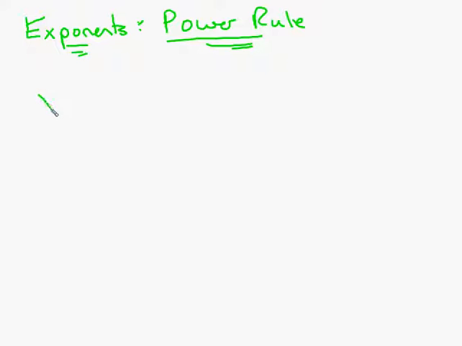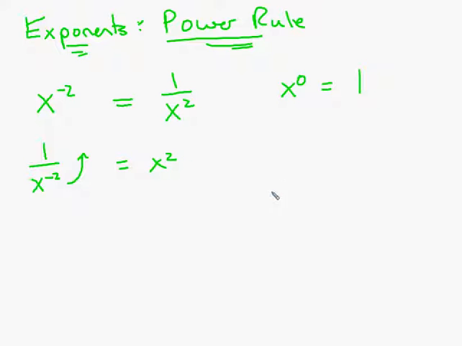If I have x to the negative 2, what should I do with that? Just move it down. So I have 1 over x squared. Any questions on that? All right, what if I had x to the 0? What's x to the 0? 1. Good job. What if I had 1 over x to the negative 2? What would I do there? Bring it up. So it's x squared. Good. Oh, you guys are amazing.